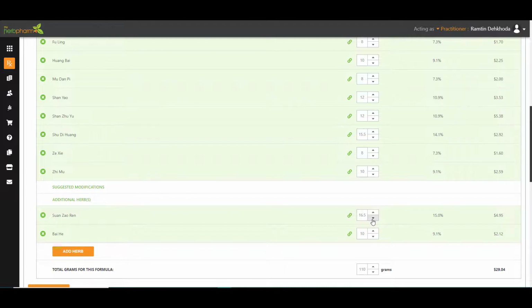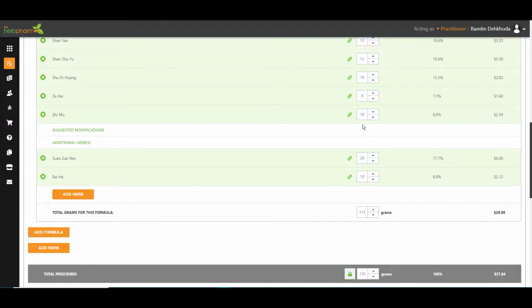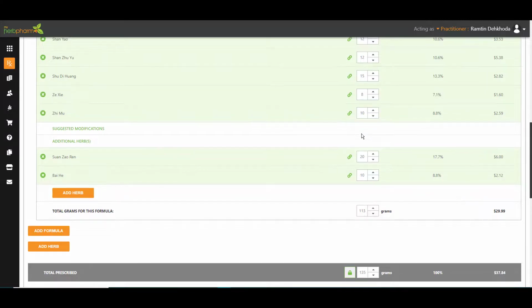So we had it at about 15. And now we're going to go up to 20. As you can see, all the other ingredients are changing accordingly. And this is very difficult to do mathematically. That's why a lot of people are hesitant in writing these formulas, and we've solved that problem for you. So you can use that lock function when you change your mind about a dosage inside a formula, and you could use that lock function to change the dosage while keeping the integrity of the original formula and the percentages, and the software does the math for you.